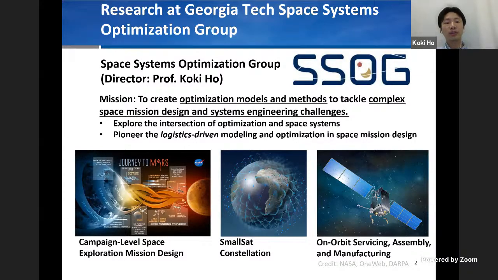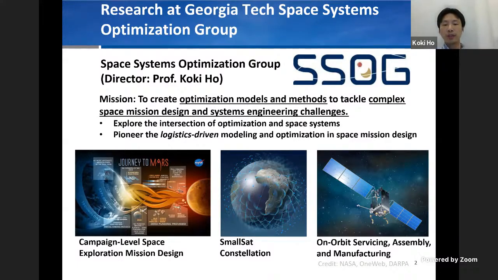It involves a lot of different missions, and those missions are coordinated with each other. And each of them, of course, has its own mission goal, but we also have some common vision, common goal that we need to achieve through multiple missions. Now, that is one example where the logistics-driven modeling and optimization can be important.